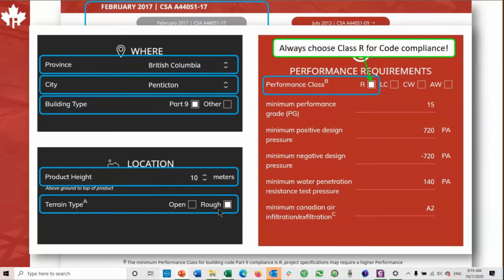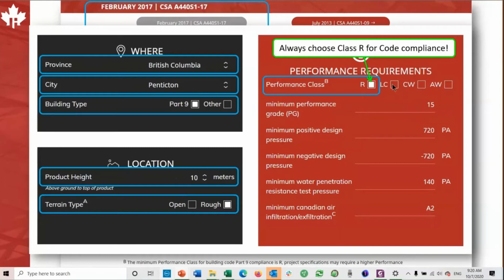The next choice that you make is the performance class. And here it's very important: if you want to know what is the driving rain wind pressure, what is the wind pressure at the building location, choose class R. If you choose a higher class, the calculator will choose a higher level of performance based on the minimum of the performance class. So you're going to get higher levels than the environment requires.